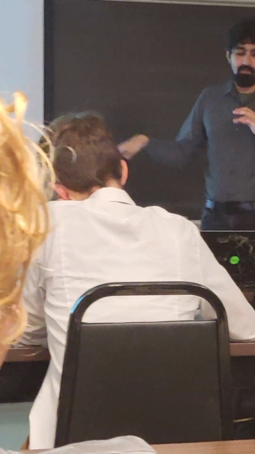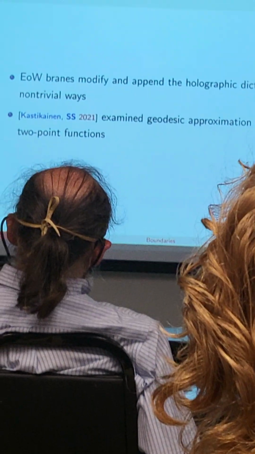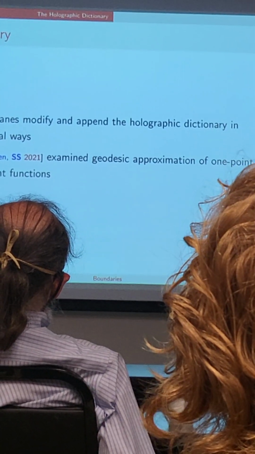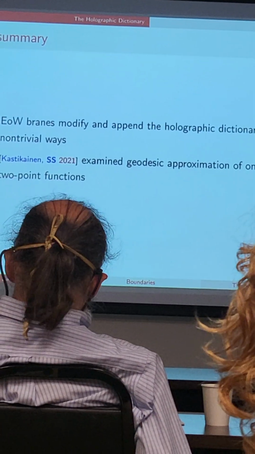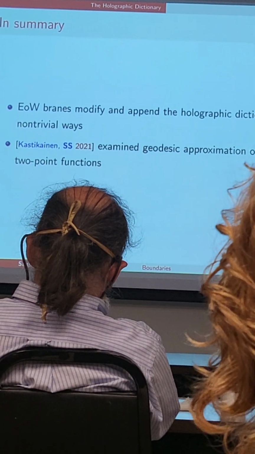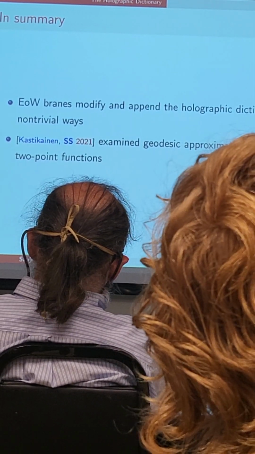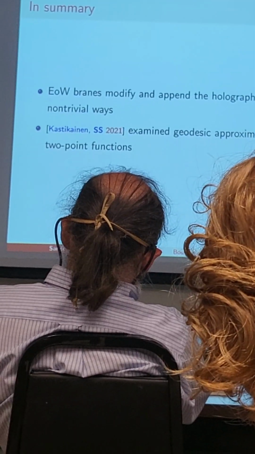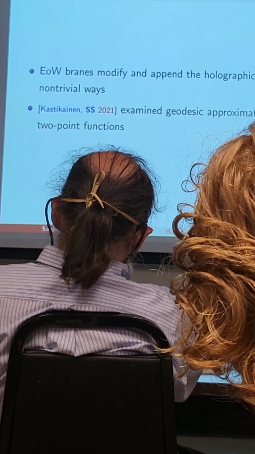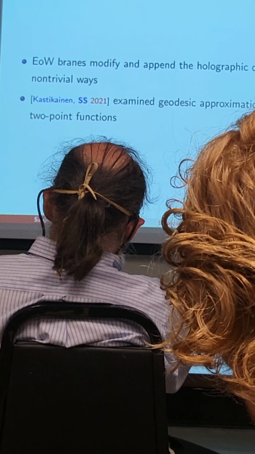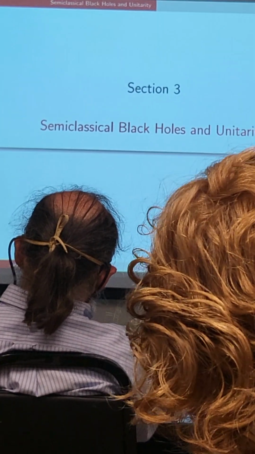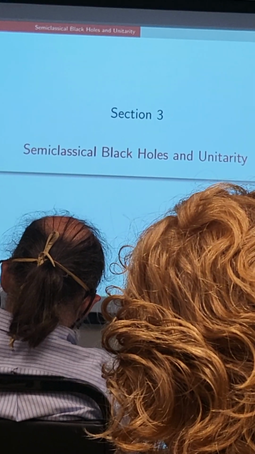Okay, so in summary, end-of-the-world branes do appear to modify and even append the holographic picture in very non-trivial ways. In this paper, we examined the geodesic approximation, and we also had some follow-up work where we looked at different configurations of end-of-the-world branes and saw what that did to the CFT. Unfortunately, I had to cut that because I wanted to be sure to talk about black hole information. So, what is the black hole information paradox?